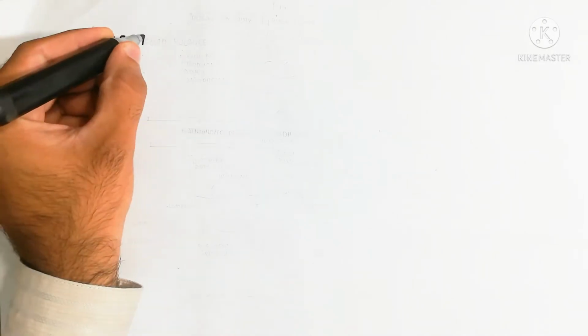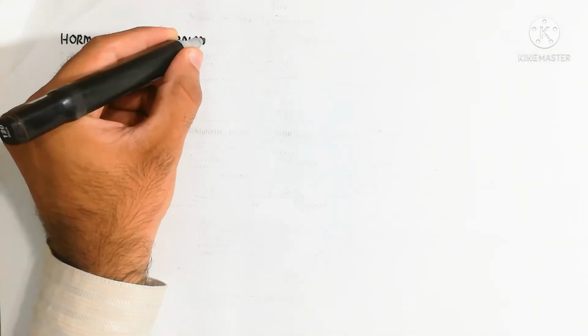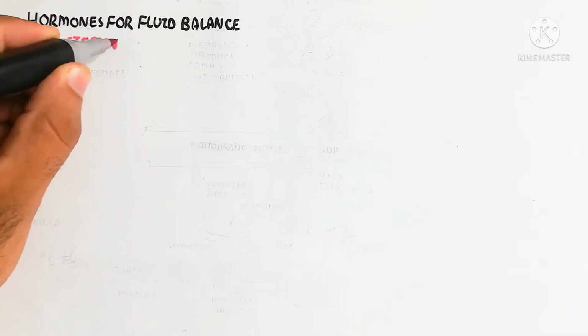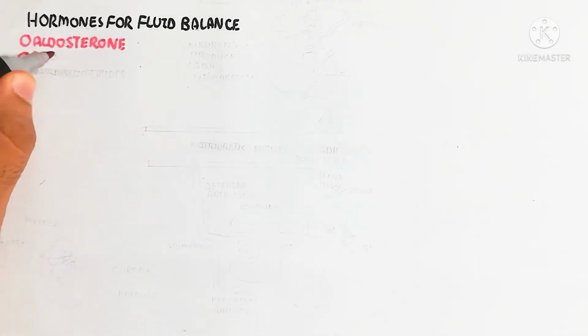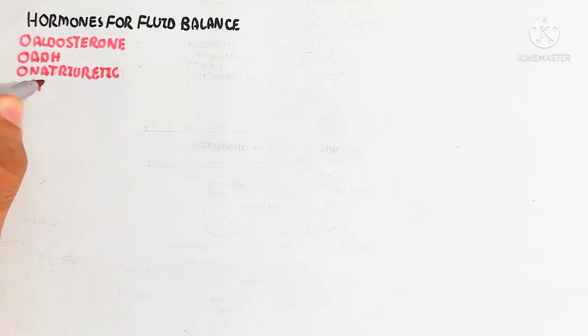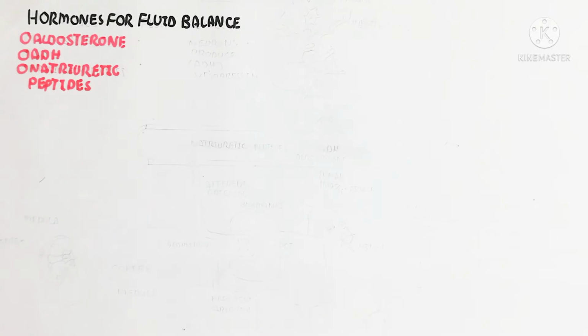Hello, in this video we will look at the hormones for fluid balance. There are three hormones of the endocrine system that are produced for blood pressure balance as well as fluid balance. First is aldosterone, second is the antidiuretic hormone, ADH, and third are the natriuretic peptides, which we will discuss.